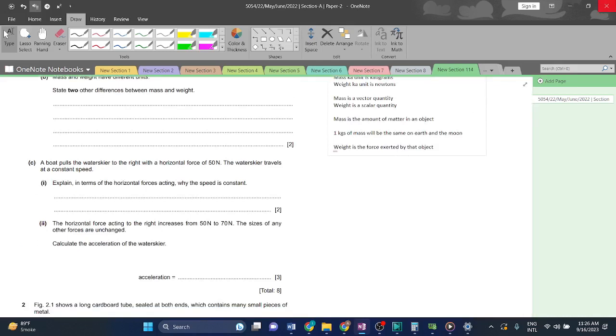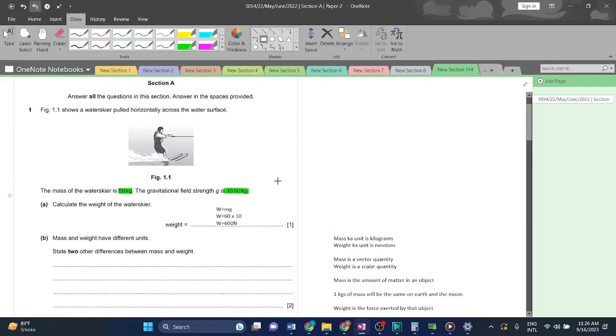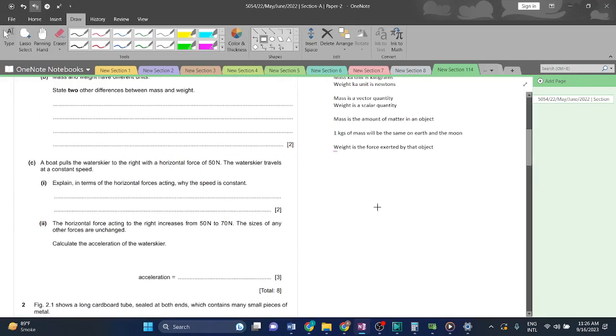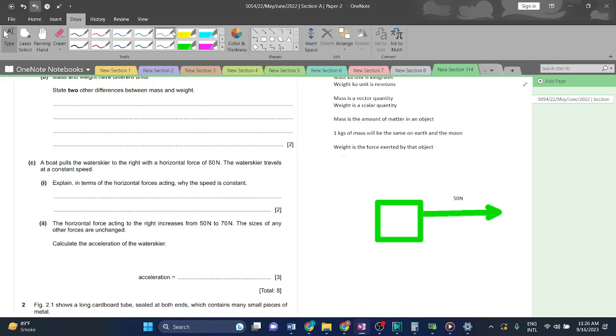Moving on. Part C. A boat pulls the water skier to the right with a horizontal force of 50 newtons. So for example, this is the water skier and on it is exerted 50 newtons of force. That force is created by the boat pulling it horizontally, so 50 newtons of force is being created by the boat pulling.